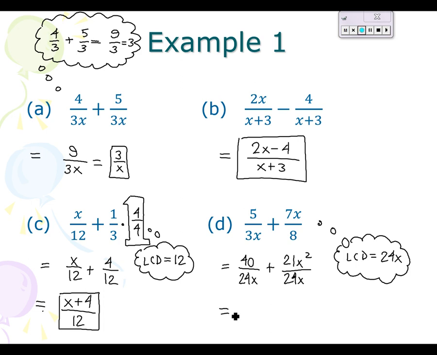So I think we're ready now to add these together since they have the same denominator, and we get 40 plus 21x squared over 24x. And again, if we can simplify, we should, but there's not much we can do here. So that's cool.